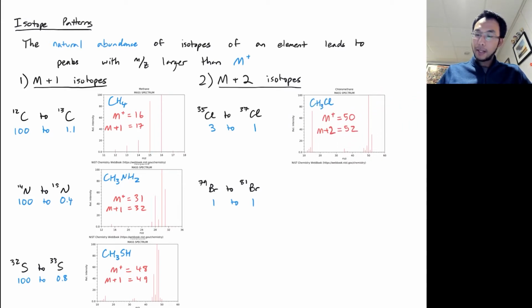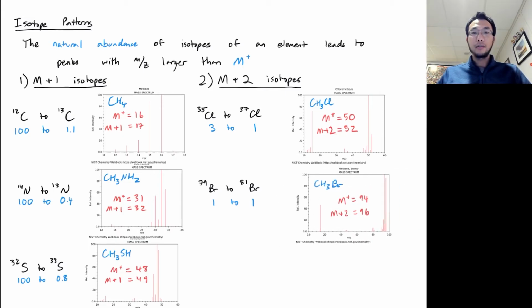Here is the mass spec of chloromethane. And what's really nice is that with this 3 to 1 ratio, you can actually see it in the data. So at 100 relative intensity, that's the molecular ion at m/z equals 50. And at about 1/3 of that signal intensity, at m/z equals 52, that is the M+2 version of chloromethane.